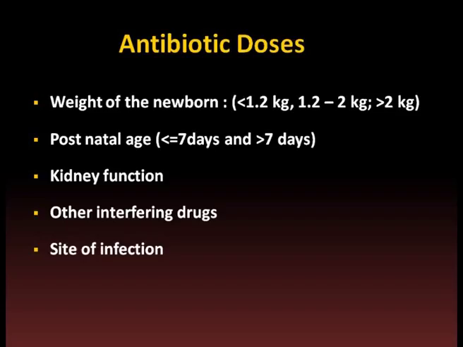Whenever we talk about antibiotic dosage, we have to remember that the dose is based on the weight of the newborn, the age of the baby, the kidney function, the presence of other interfering drugs, and also the site of infection. Based on weight, babies can be categorized into less than 1.2, 1.2 to 2 kgs and more than 2 kgs. The postnatal age can be considered as less than 7 days or more than 7 days. Based on these 4 or 5 parameters, one would decide the appropriate dose of antibiotic to be given for an individual baby.